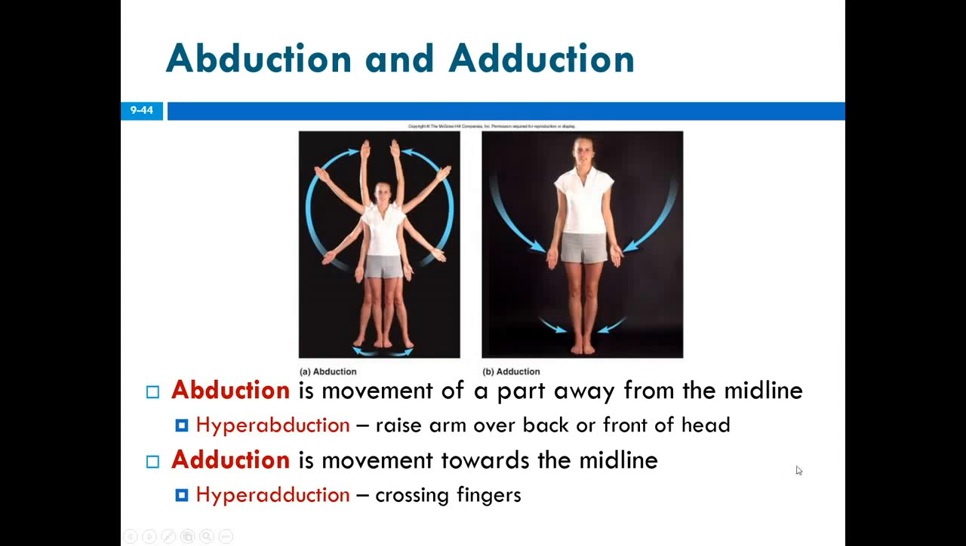Now abduction and adduction. Abduction is movement of a part away from the midline. The more you are pushing your limbs away from your body midline, that is called the abduction. Hyperabduction is the raising of the arm over back or front of head. So the more you go, it is the abduction of your shoulder joint, and when you go beyond this 90 degree, it is hyperabduction.